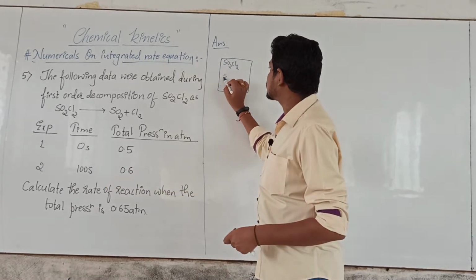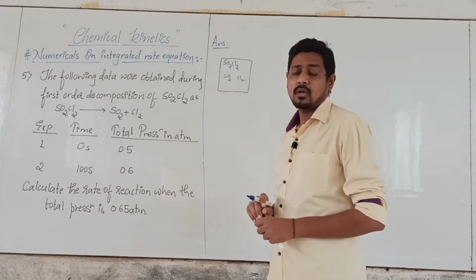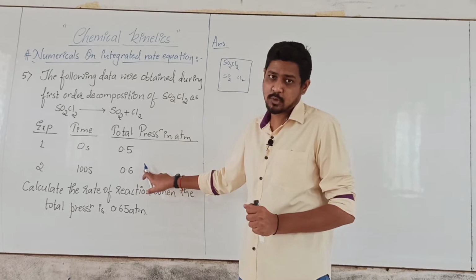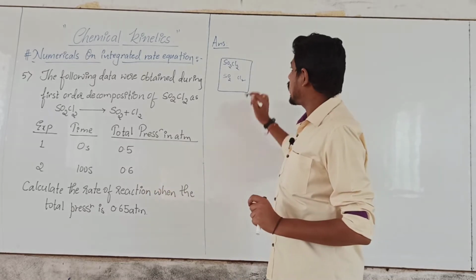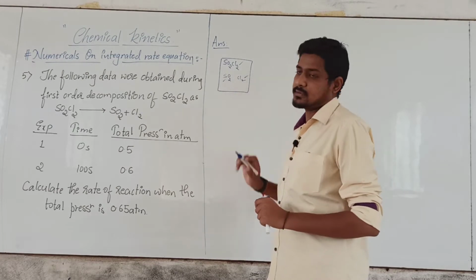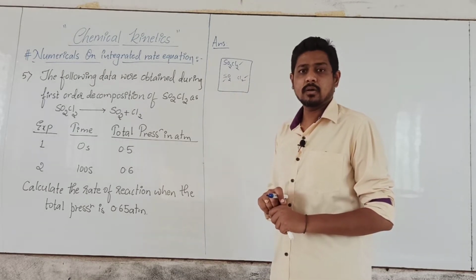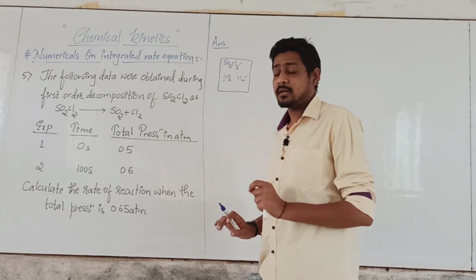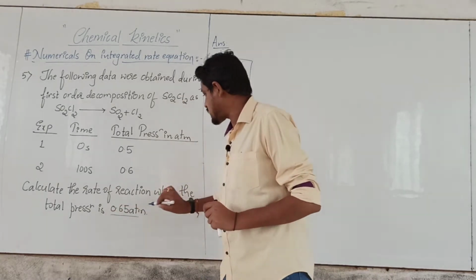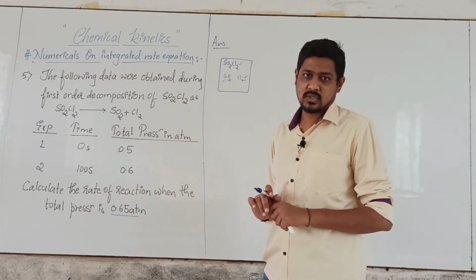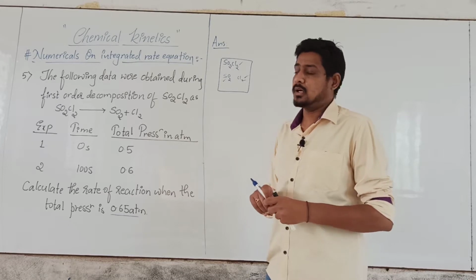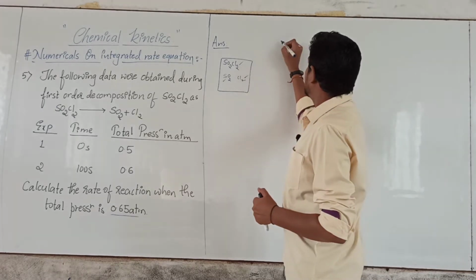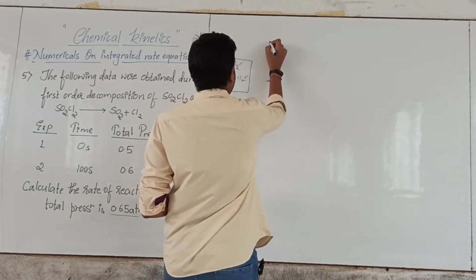Now there are total three gases, isn't it? So after 100 seconds the total pressure is increased to 0.6 atmosphere. So now the total pressure is because of all three gases. Are you understanding it? The total pressure at 100 seconds is what they have given. What we have to calculate is: when the total pressure is 0.65 atmosphere, what will be the rate of reaction? So how do we solve this example? First thing, you write the reaction as it is given.